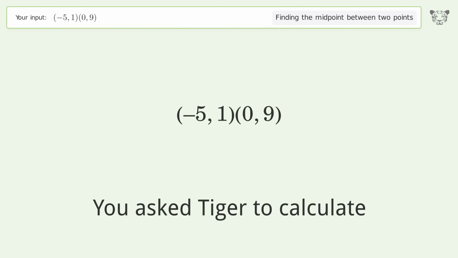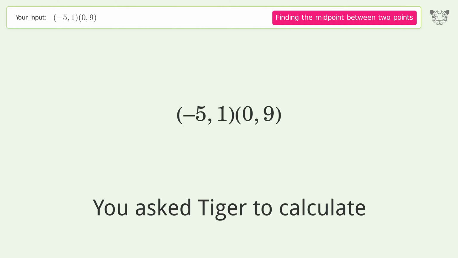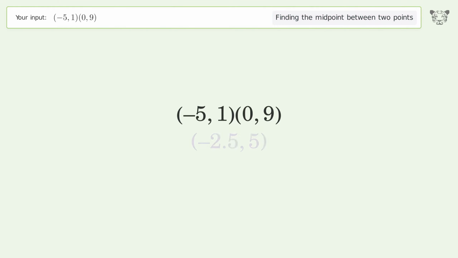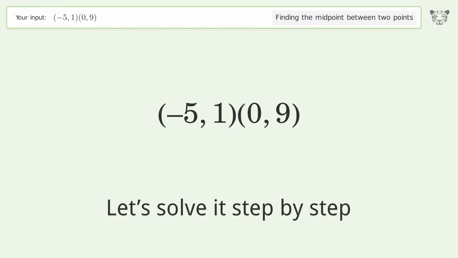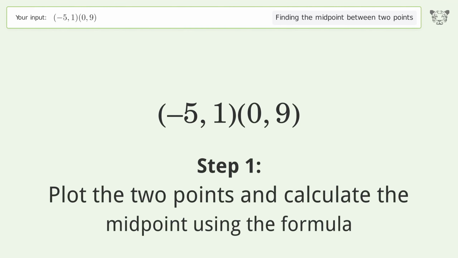You ask Tiger to calculate. This deals with finding the midpoint between 2 points. The midpoint between the 2 points is negative 2.5, 5. Let's solve it step by step. Plot the 2 points and calculate the midpoint using the formula.